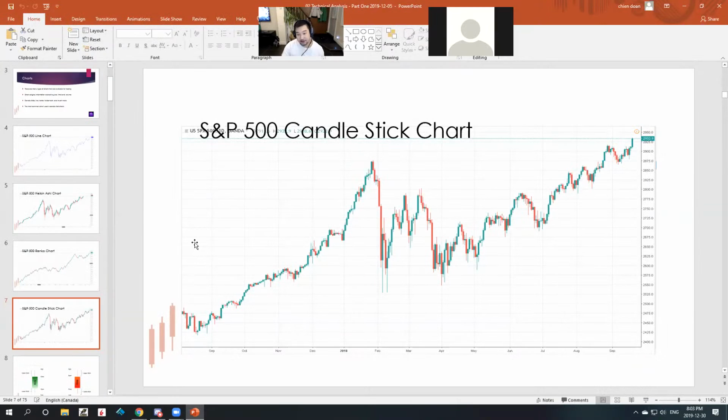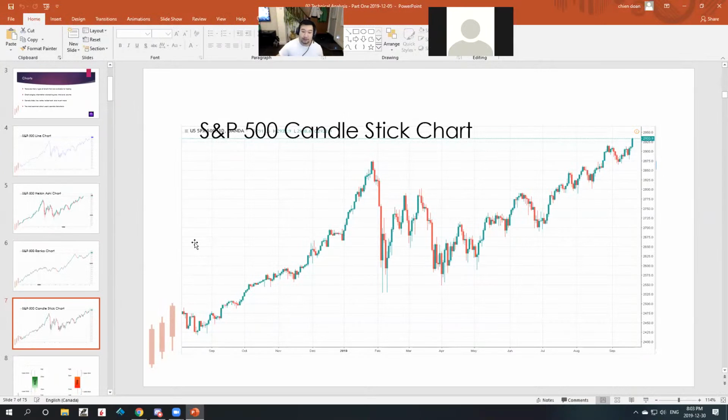The candlestick chart was created in Japan, way back, and that's why they're referred to as Japanese candlestick charts. But it's so ubiquitous now, we just refer to it as candlestick charts. Nobody calls it Japanese candlestick charts anymore. But that's just what it is.